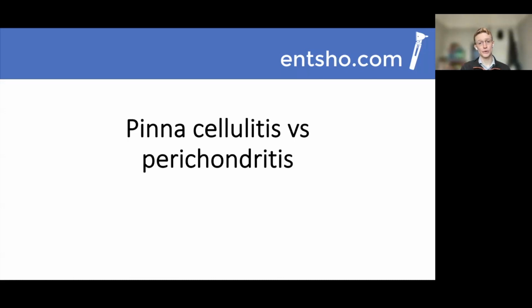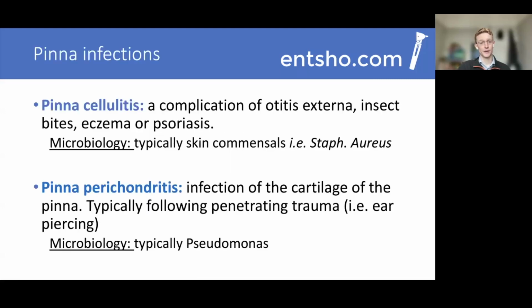So now moving on to pinna cellulitis and perichondritis. Pinna cellulitis is infection of the skin of the ear. It can also be a complication of otitis externa or can follow insect bites, eczema, psoriasis. Having dry skin makes you more likely to get skin infections everywhere, also on the ear. And it's typically from skin commensals, so something like Staph aureus.